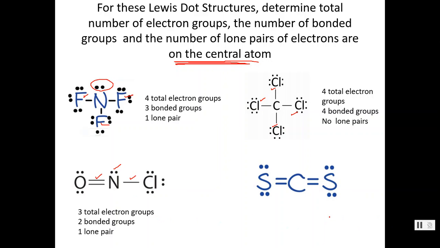So then finally for CS2, with respect to the central atom, and we always care about the electron groups around the central atom in these problems, I have 1, 2 bonded groups. So I have 2 bonded groups, no lone pairs. So I have a total of 2 electron groups, both of which are bonded, and no lone pairs. Okay. So you should feel comfortable being able to determine total electron groups, bonded groups, and lone pairs on the central atom given a Lewis dot structure.